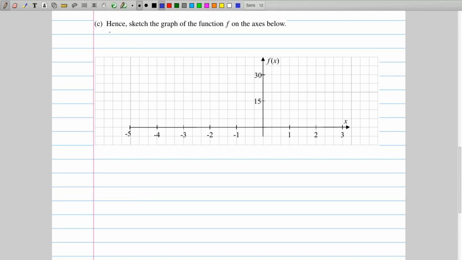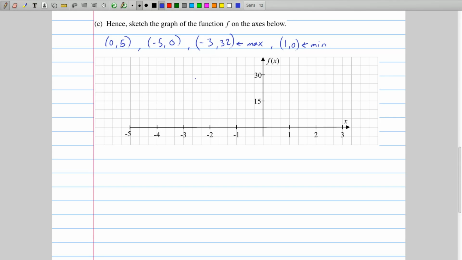In part C then, we're told, hence sketch the graph of the function f on the axes below. To be able to sketch a graph you need to have some idea of the shape of it, which you usually get from the points or the slope of the graph. Up to now we've already worked out 4 points. We have 0, 5, minus 5, 0, minus 3, 32, which we know is a maximum, and 1, 0, which we know is a minimum.